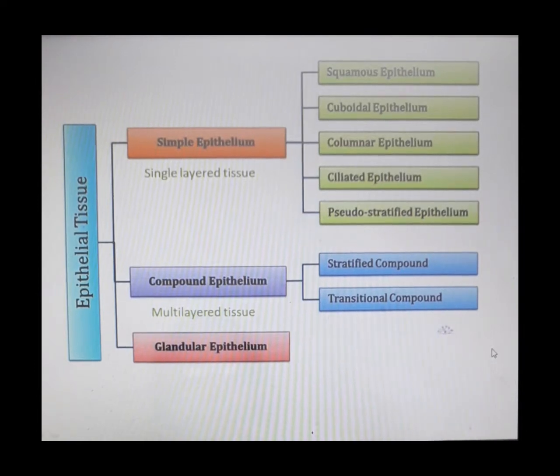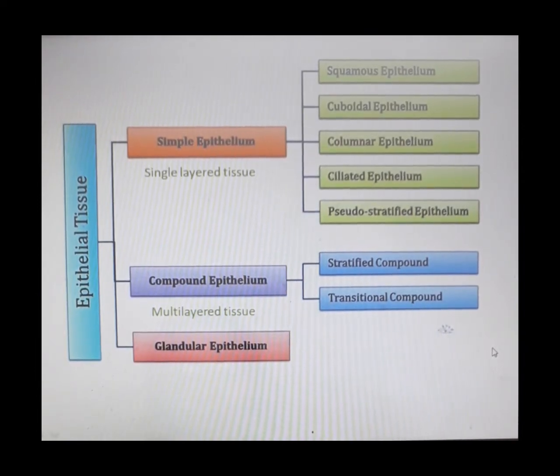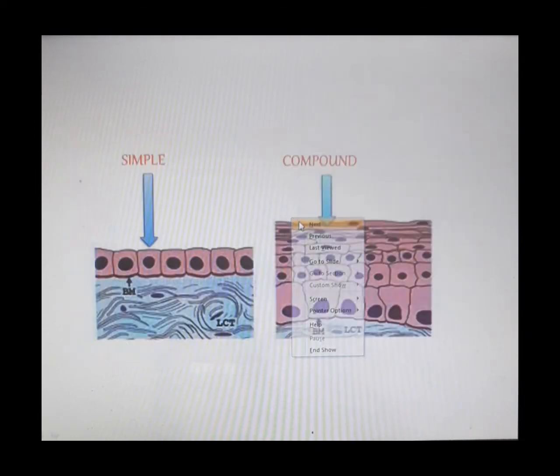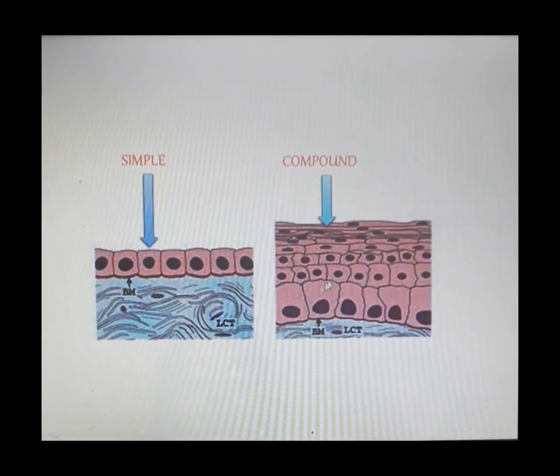This is our second video on animal tissues, and in this video we are going to talk about the types of epithelial tissue. There are two types of epithelial tissues, simple epithelium and compound epithelium. As you can see on your screen, when the epithelial tissue is made up of a single layer of cells, it is known as simple epithelium.